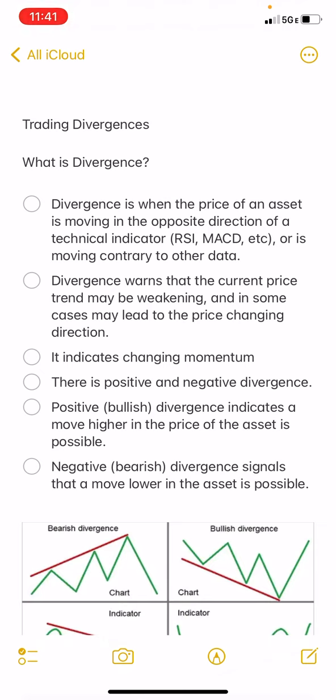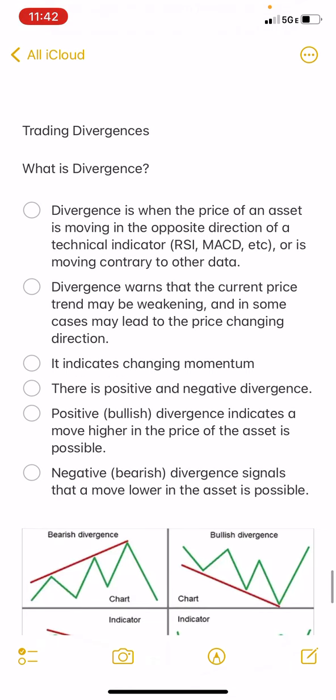So first things first, what is divergence, right? Basically, divergence is when the price of an asset is moving in the opposite direction of one of the technical indicators that you might use, whether it be stochastics, RSI, MACD, etc. Or is moving contrary to other data, right?